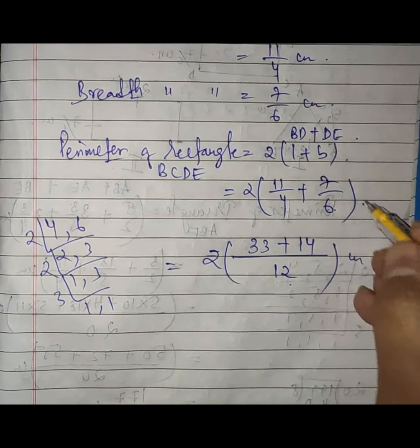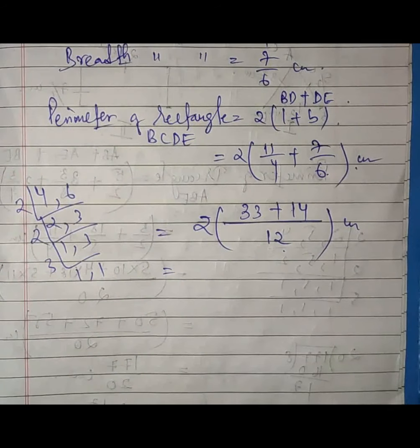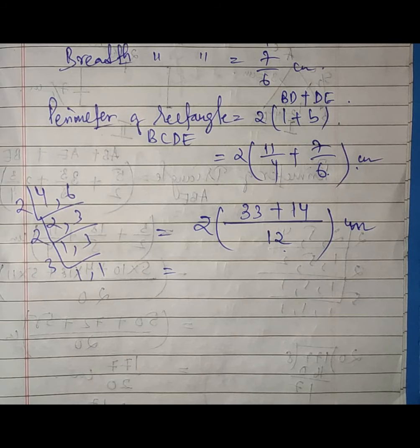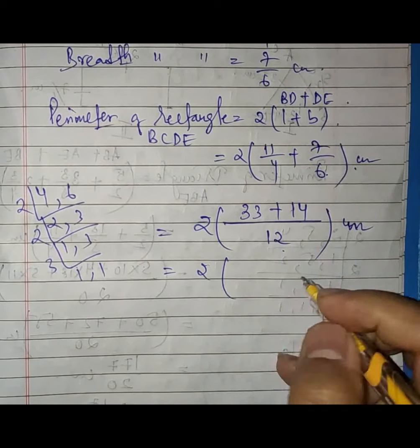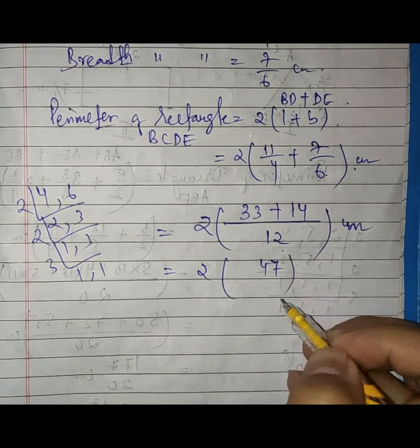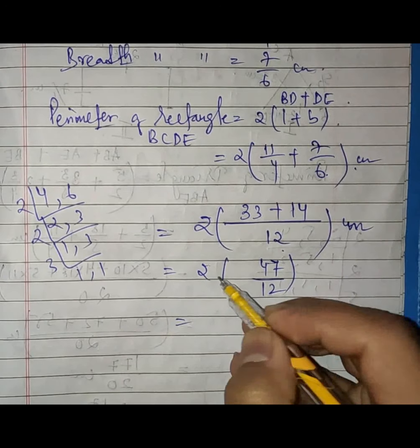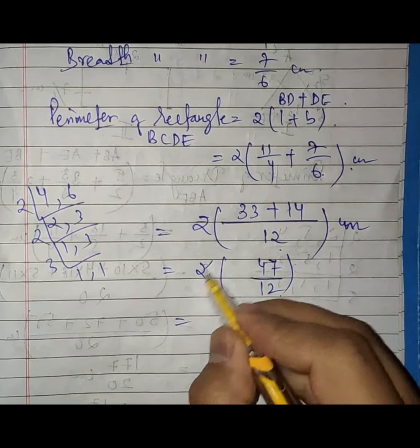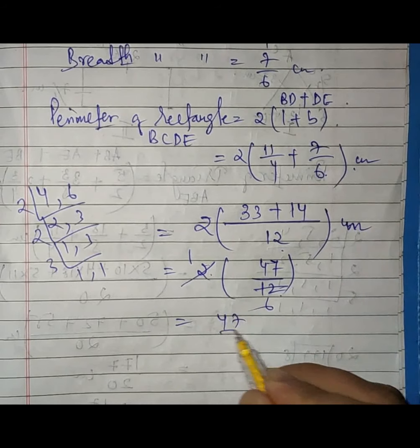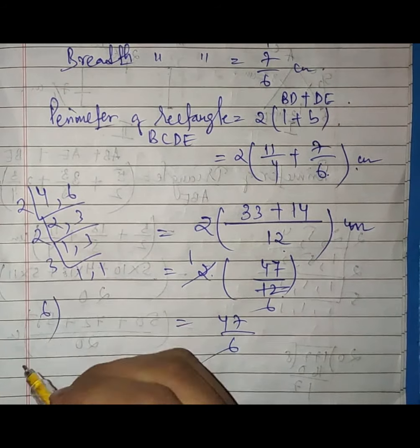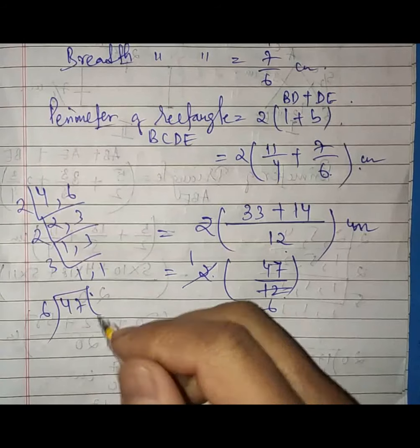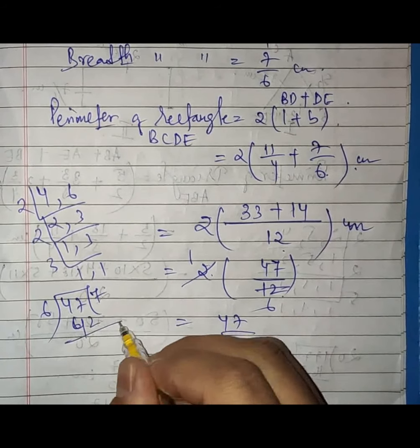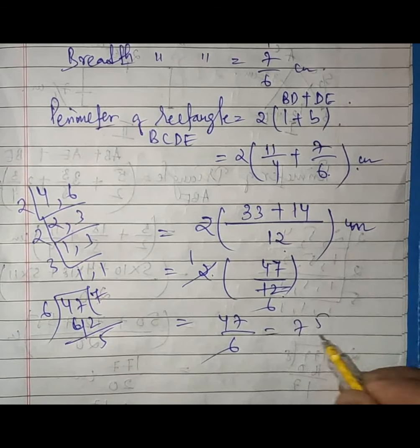Alright. Okay, let me write the unit also. Unit is very mandatory. Do not forget to mention the unit, whether it is centimeter, meter, kilometer, whatever the unit is given, you have to mention that. So 33 plus 14 is 47 by 12. Now we can divide this 12 by 6. 2 ones are 2, 2 sixes are 12. It is 47 by 6. Alright. Or we can convert this into a mixed fraction. 7 sixes are 42. It is 7 whole 5 by 6 centimeter.